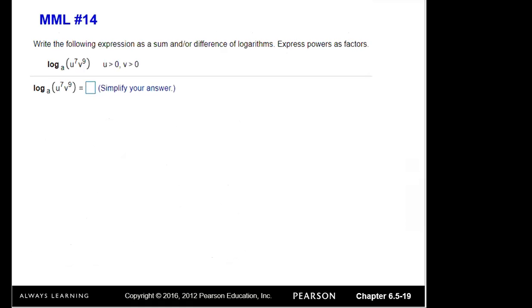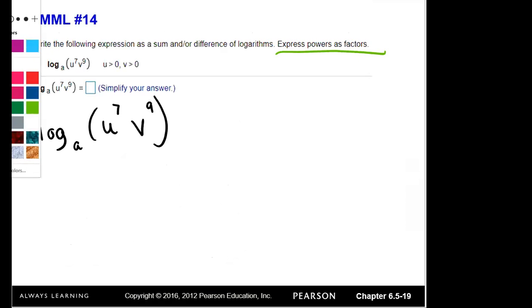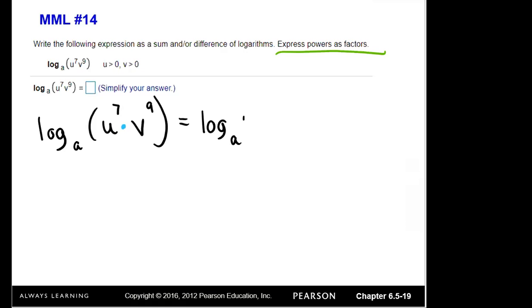Expression as a sum and or difference of logarithms, express powers as factors. I am going to be using this one. When I first start this, I have log base a of u to the seventh times v to the ninth. There's multiplication going on here. So this is going to equal log base a of the u to the seventh plus log base a of the v to the ninth.